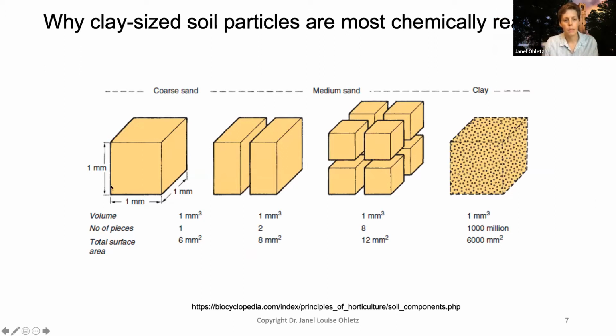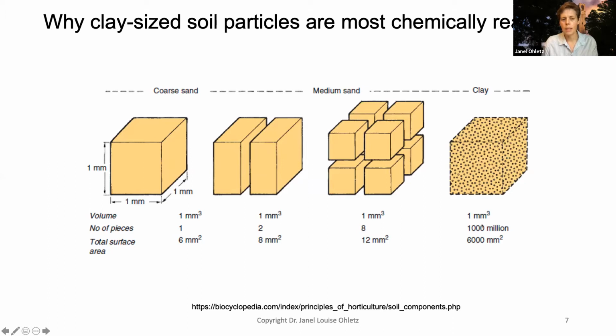But if I were to think about a volume of a sand particle, and here I have just 1 millimeter cubed of sand, it has a total surface area of 6 millimeters squared. But then if I divide that up in that same volume, if I'm looking at clay, still 1 millimeter cubed, the total surface area is 6,000 millimeters squared. So there's a huge difference.